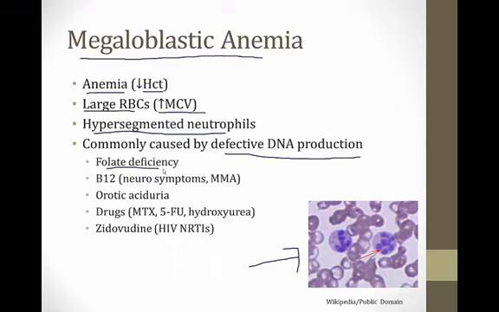So you can see them in folate deficiency, you can see them in B12 deficiency along with neurologic symptoms and high levels of MMA. You can see them in orotic aciduria, where you have dysfunction of the synthesis of pyrimidines. You can see them secondary to drugs that inhibit thymidine synthesis, drugs like methotrexate and 5-FU and hydroxyurea. And you also see them in patients with HIV who are taking zidovudine. Zidovudine is a nucleoside reverse transcriptase inhibitor, but it is a mimic of the nucleotide thymidine, and thus it can block the synthesis of thymidine in cells and cause a megaloblastic anemia. And that concludes our module on pyrimidine synthesis.